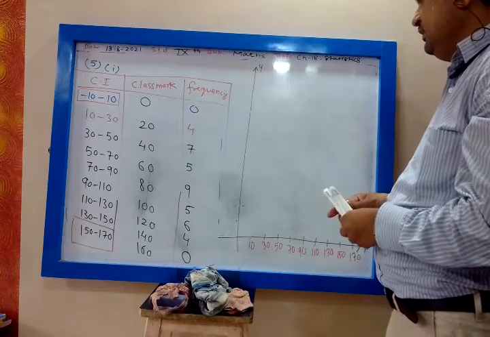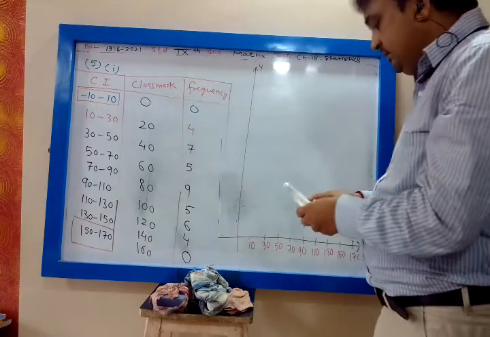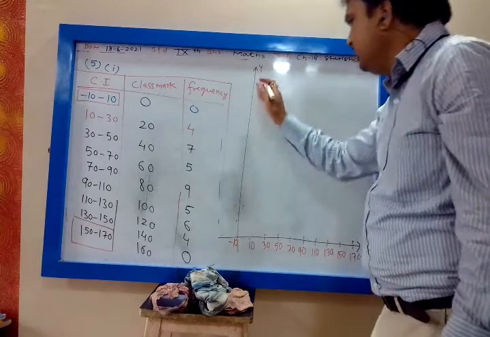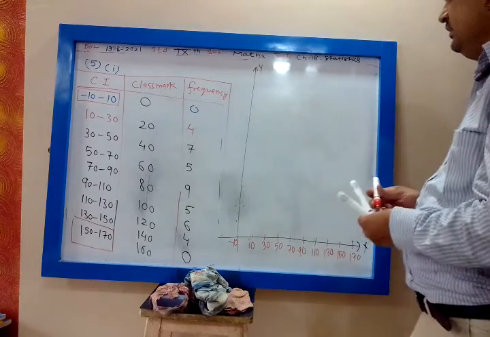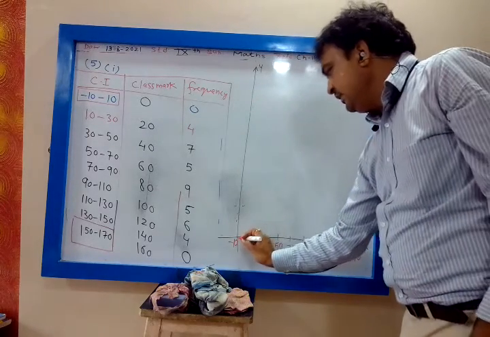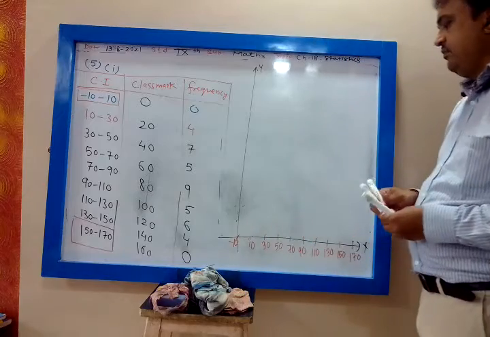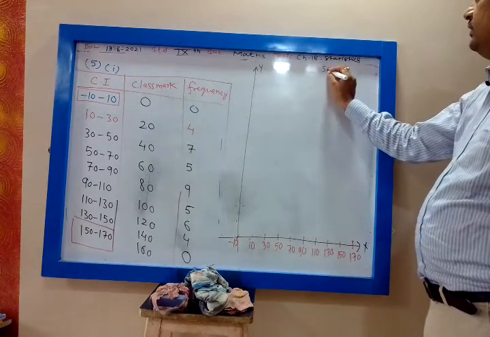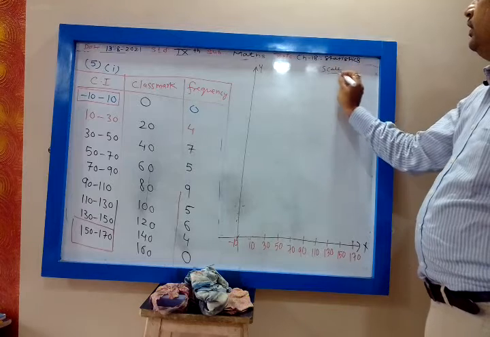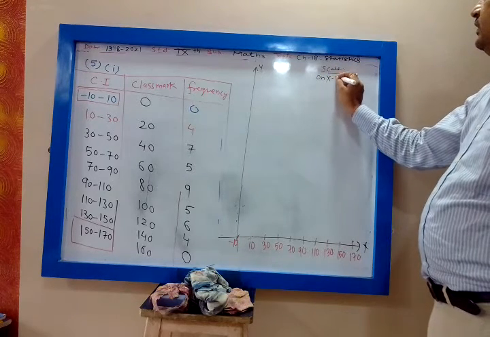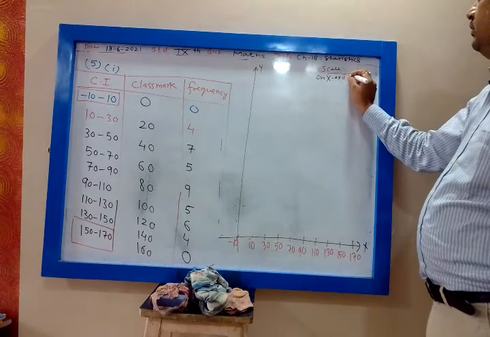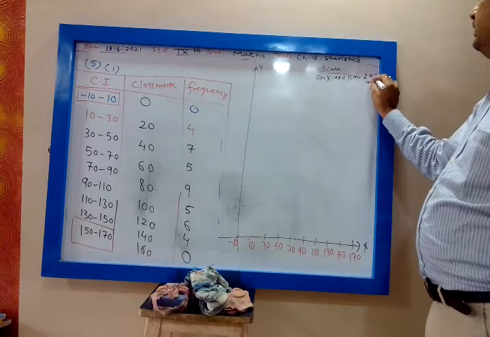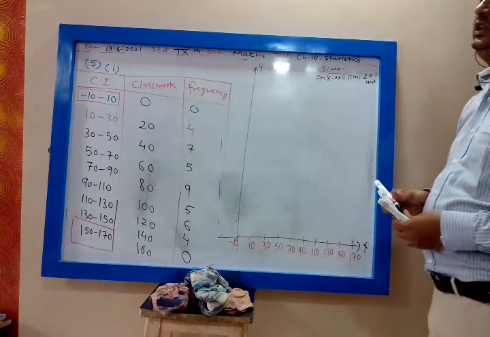Minus 10. This you write minus 10. Don't take this as 0. This is minus 10 to 10. Then what scale will you write? On x-axis, 1 centimeter is equal to 20 unit. Okay.